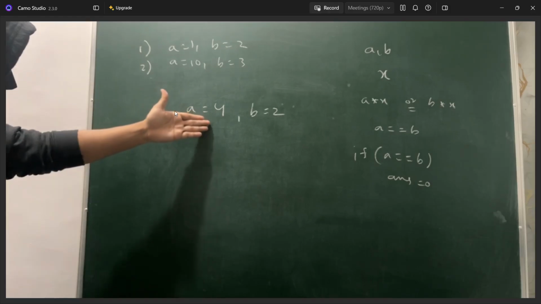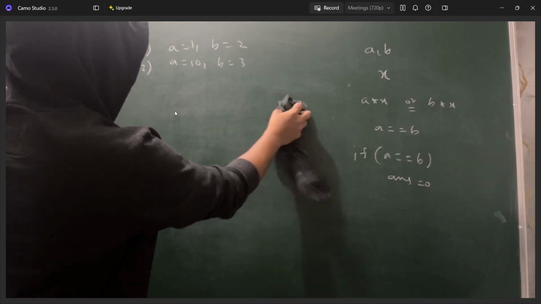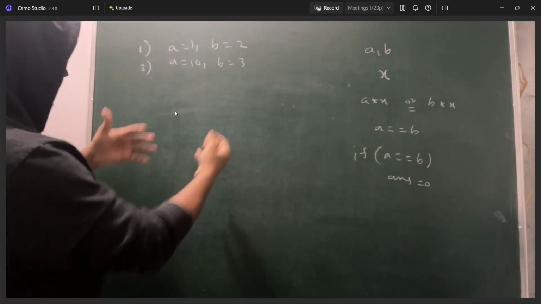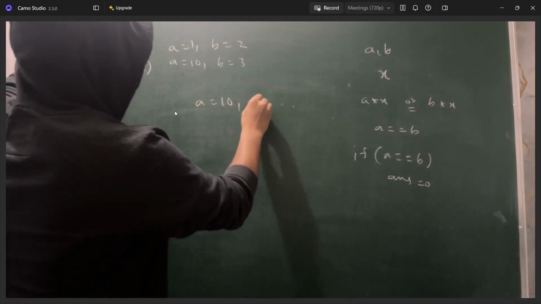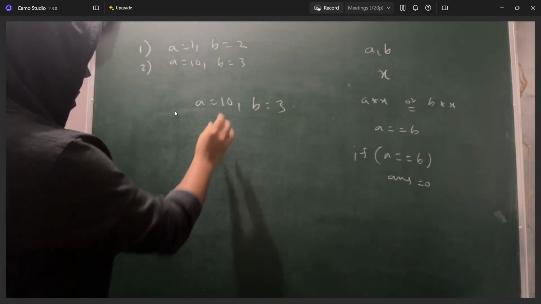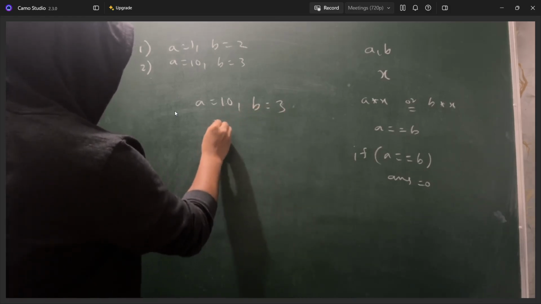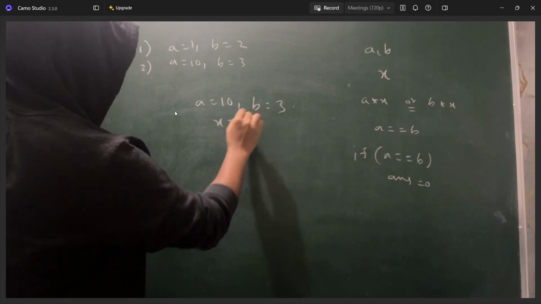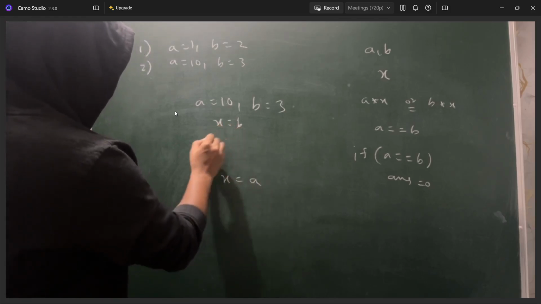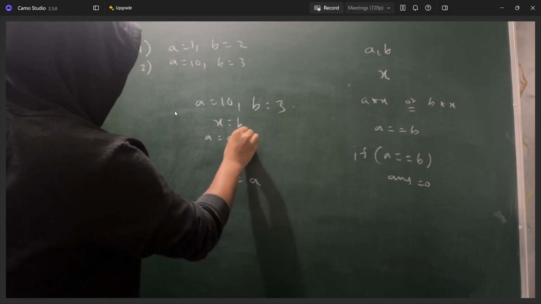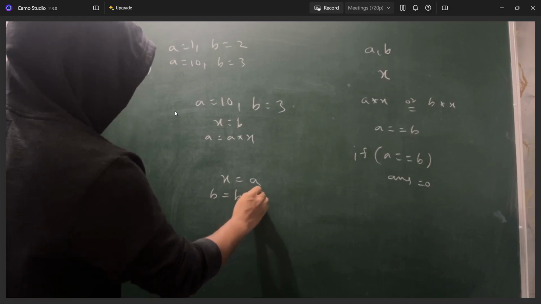Okay, before taking this case, let me try to take the case wherein we don't have any common divisor. So let's take the case wherein a is equal to 10, b is equal to 3. So in this case, we don't have any common divisor, right? So what do you do? You take x one time as b, and one more time you take x as a. When you take x as b, you multiply a with a into x. When you take x equal to a, in that case you multiply b with b into x, right?